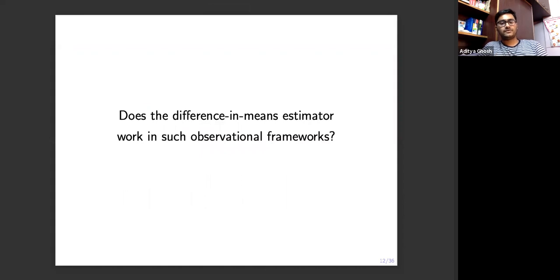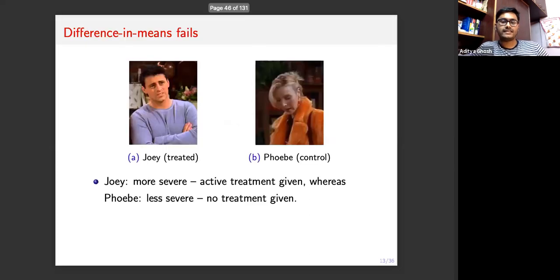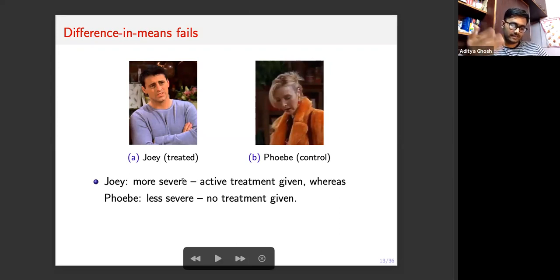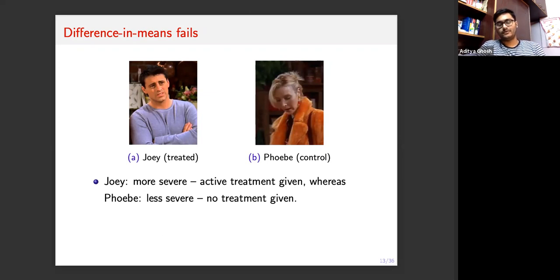And now comes the question: does the difference in means estimator work in such frameworks? What do you think? We are considering the difference of the responses of the two groups. Would it work in this observational framework? It should not, right? For the same reason. So here is an example. Suppose we have Joey, who is suffering from some disease, and for him it is more severe, so he is given an active treatment, whereas for Phoebe the pain is less severe, so Phoebe is in the control group.